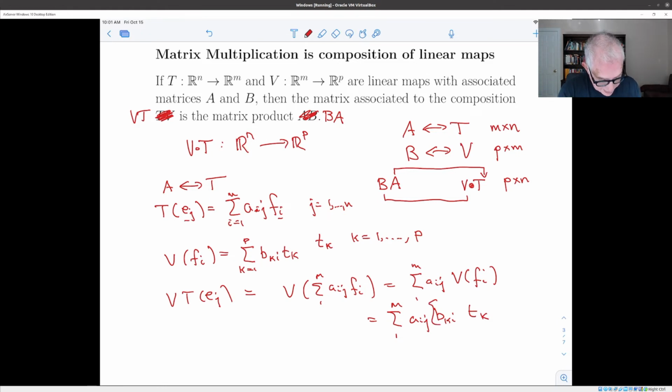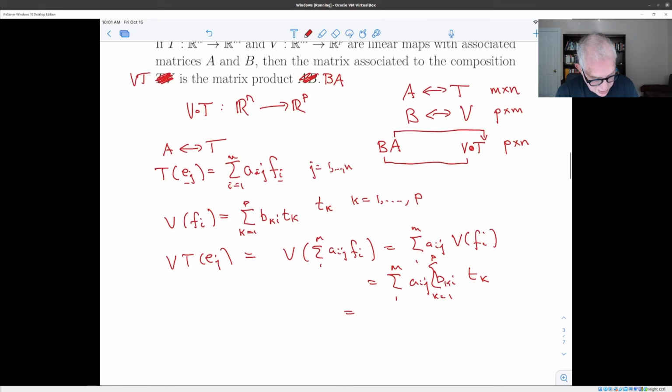There's a sum in here. K goes from 1 to p. And we can regroup this and reorder the sum and write it as the sum as k goes from 1 to p, of the sum as i goes from 1 to m, of BKI AIJ Tk.